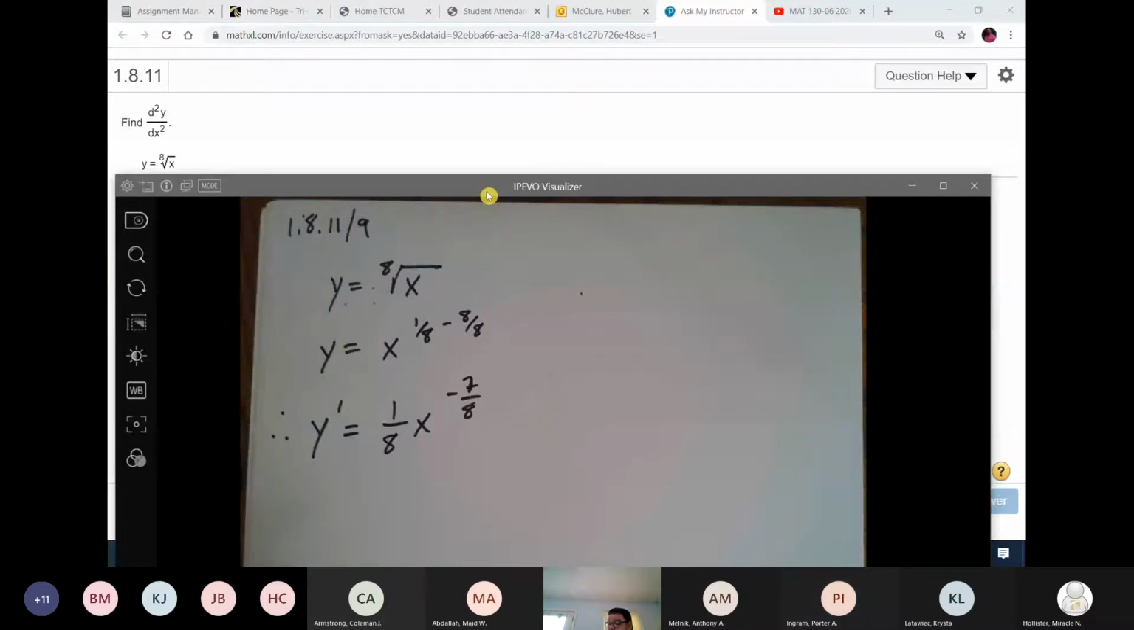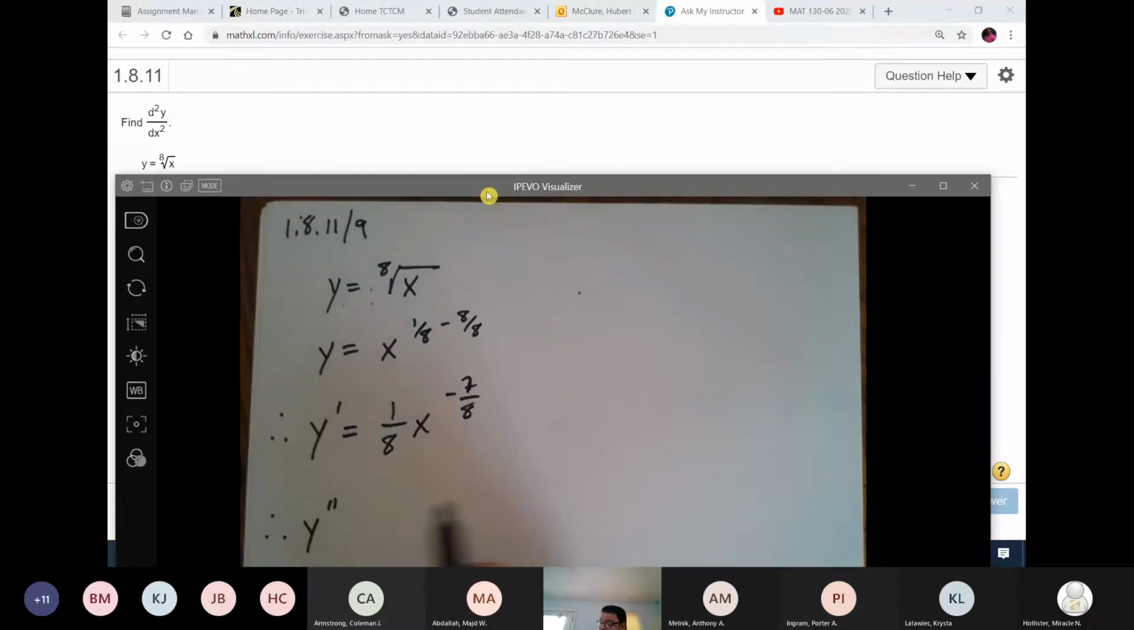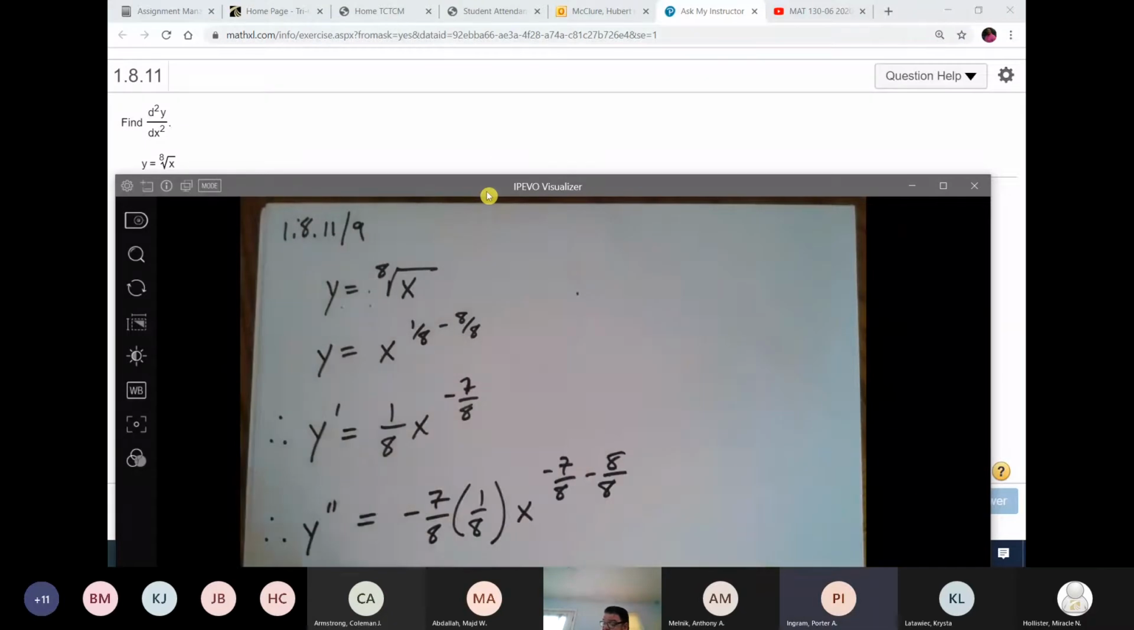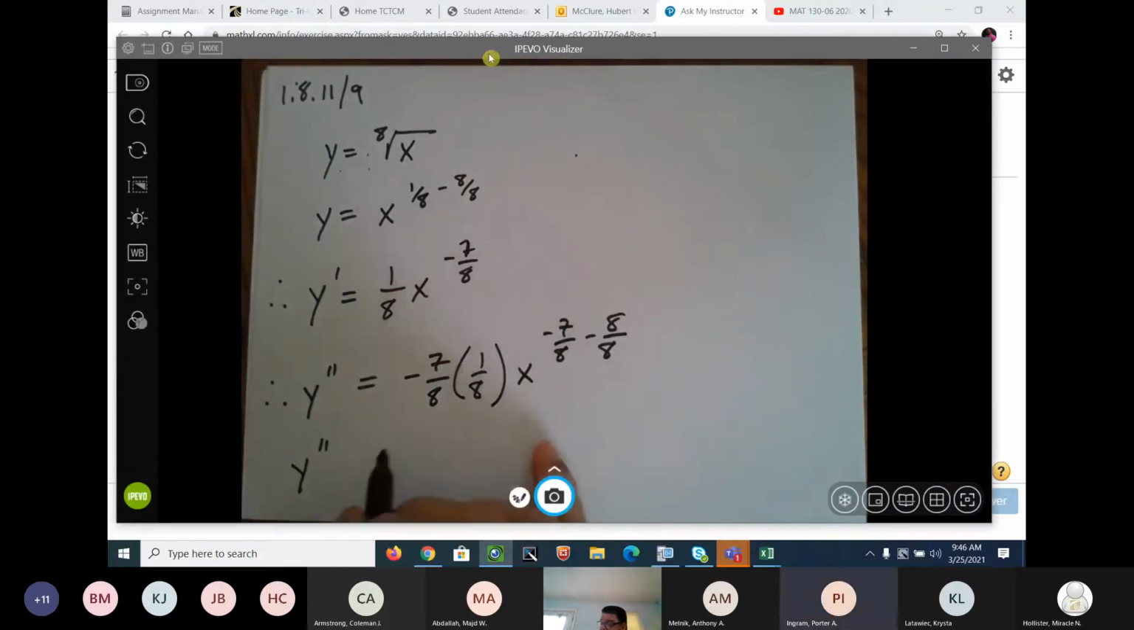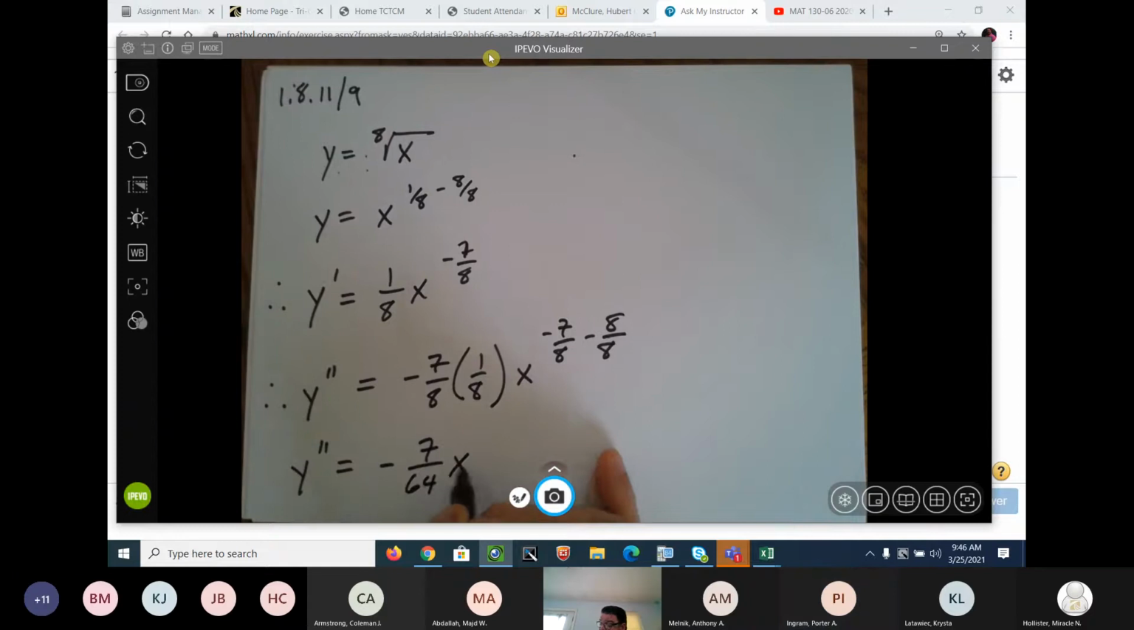And now we take the second derivative. Y double prime is equal to negative 7/8 times 1/8 x to the negative 7/8 minus 8/8. And y double prime is going to be negative 7/64 x to the negative 15/8.